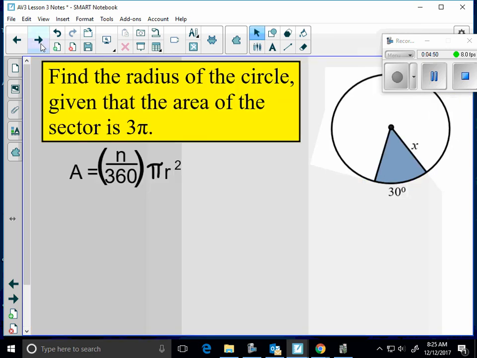Okay, so I would like you and a neighbor to try one. Oh, maybe I should do this one. What do you think? Find the radius of the circle. Should I do this one? Yeah? Okay.